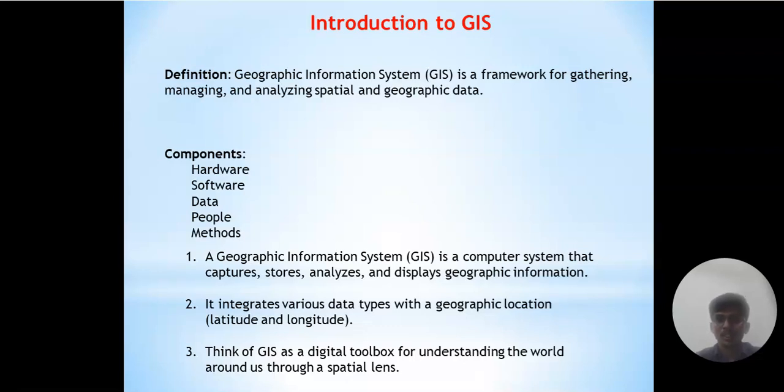Then third one is the data. Data is geographic information like a map, satellite imagery, and tabular data with spatial coordinates. Fourth one is the people. GIS specialists, analysts, and users who interact with the systems. These professionals have expertise in data management and analysis using GIS tools. Last one is the method. So methods are techniques for data collection, analysis, and creating maps and reports also. This involves procedures for data cleaning, spatial analysis, and cartographic principles for effective map design.